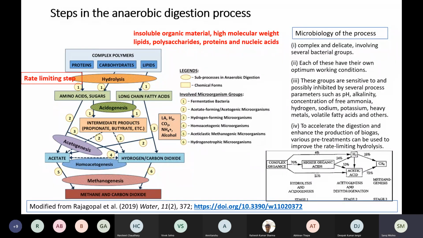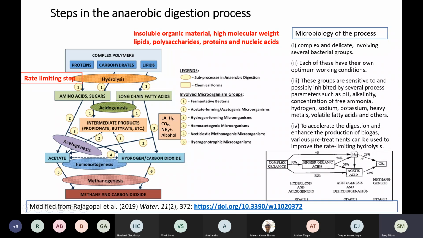Okay, now if we try to look at what is the percentage, what is going where, here is a picture to show you. Starting with the complex organics, which you start out with right here, nearly 76% of the organics are taken forward to give rise to higher organic acids. The 4% is directly converted into hydrogen, and nearly 20% is converted into acetic acid. Then out of the higher organics, approximately 24% goes into production of hydrogen and carbon dioxide, and 52% goes into acetic acid, and the rest is something which you cannot account for either in terms of carbon dioxide or something.